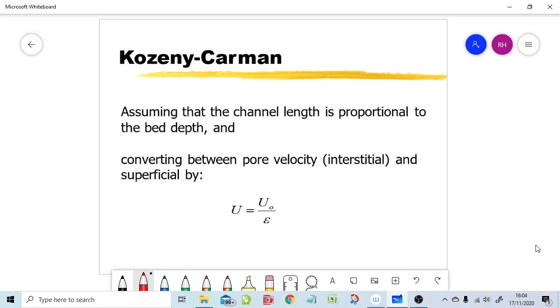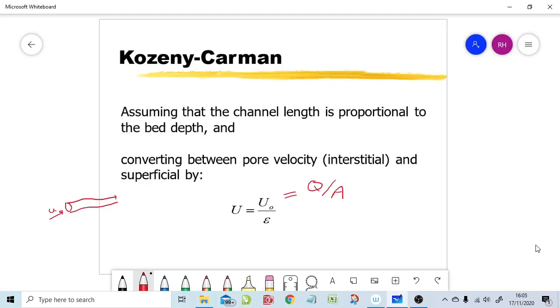The only other thing I want to mention about the derivation is the velocity, because clearly we should be talking about the velocity through a pore channel. So if you like, the porous media was conceptualized as being a whole load of parallel capillaries, and from Hagen-Poiseuille we need the velocity through those capillaries, and that's not something that you conventionally measure, but where you do conventionally measure the superficial velocity, because that is the volume flow rate divided by the cross-sectional area of the bed. So that's the easy thing to measure.